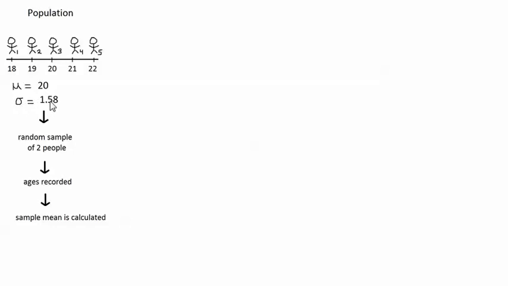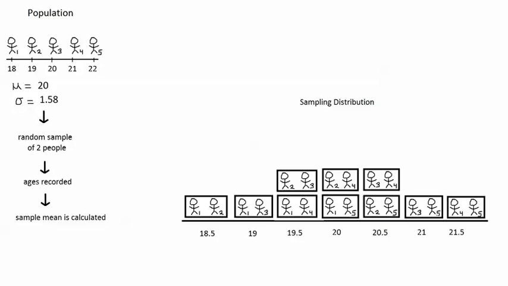Let's say that I randomly select a sample of 2 people from the population. I record their ages, and I calculate the mean age of the sample. I add the 2 ages, and I divide the total by 2. In this situation, there are 10 possible samples. One of them will become the actual sample.